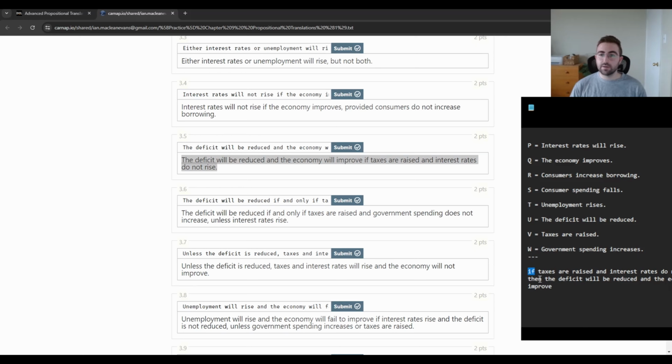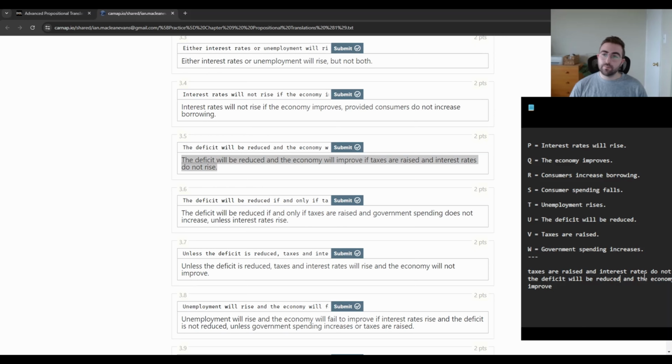Well, it's clear it's the if-then, because the if-then is modifying both this, taxes are raised and interest rates do not rise, and also the deficit will be reduced and the economy will improve. So let's replace this if-then with an arrow. Okay, good. So what is the next main connective? Well, we have taxes are raised and interest rates do not rise, and we have the deficit will be reduced and the economy will improve.